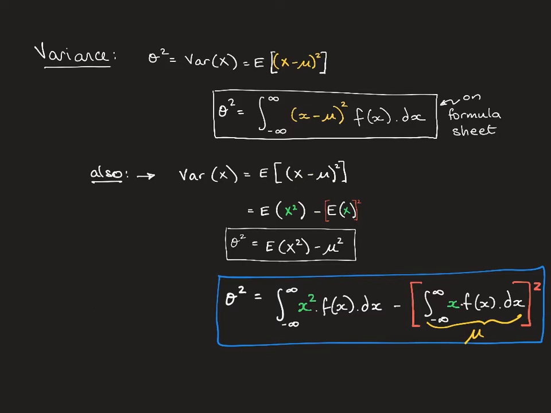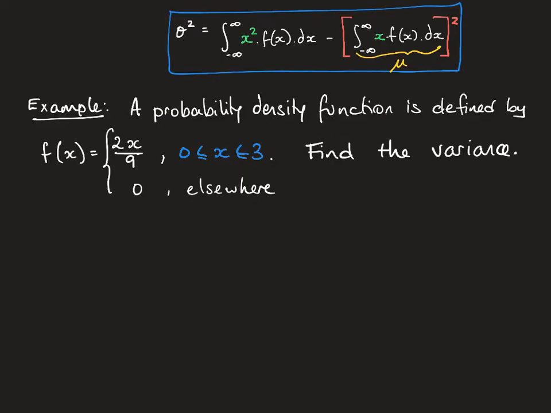Let's have a look at an example of a question for the variance. I've left the formula we're going to use up the top here. A probability density function is defined by, here's our function, and the section that we're working with that gives us area under the curve is this section here. So for our integrals, our endpoints are going to be based around the endpoints for the domain for the part of the function that contains area underneath it.